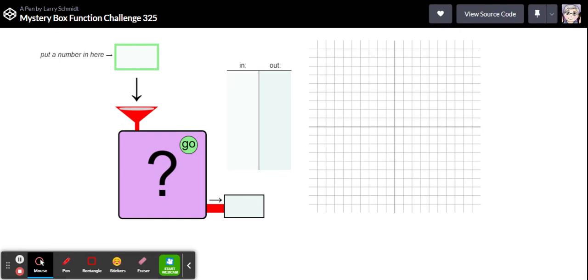In the purple mystery box there is some math and your challenge is to figure out what it is. You can use the link in the description if you want to try this out on your own, and when you've got an idea, come on back and see if we get the same thing.